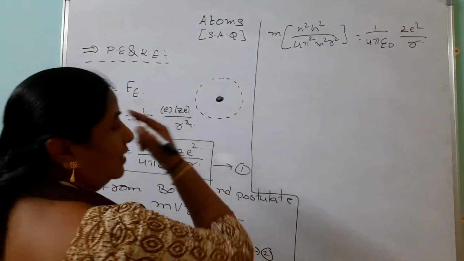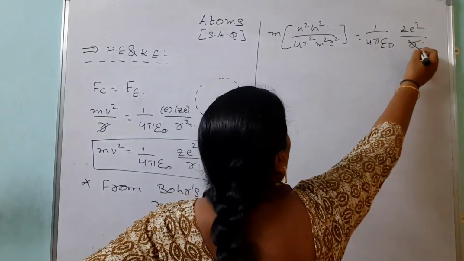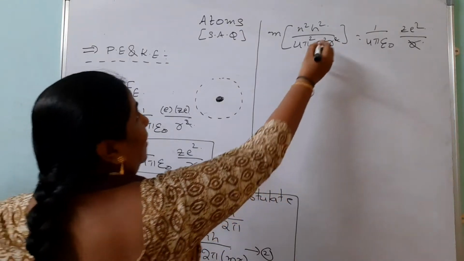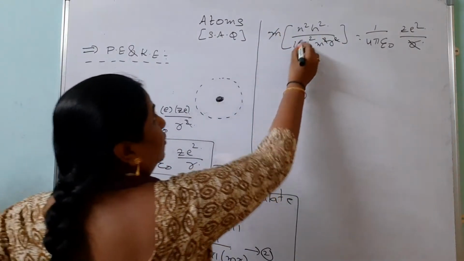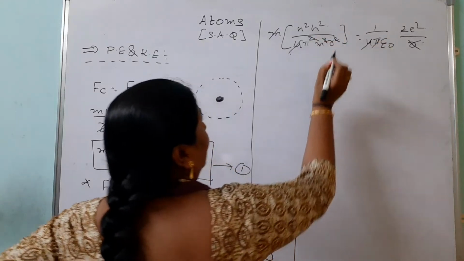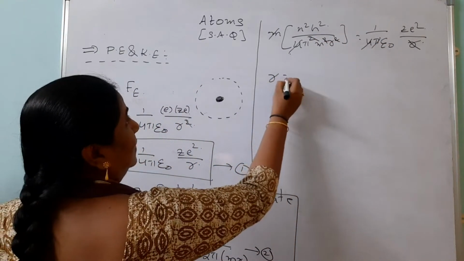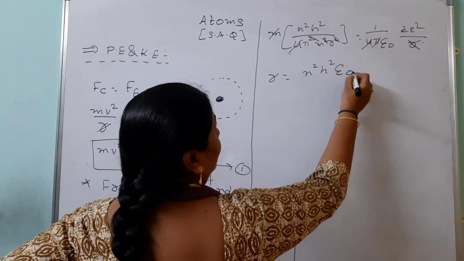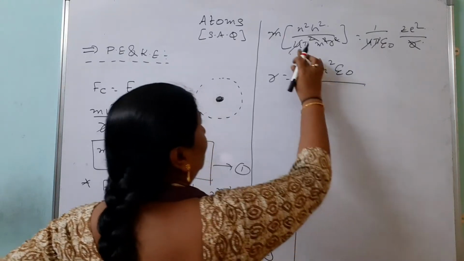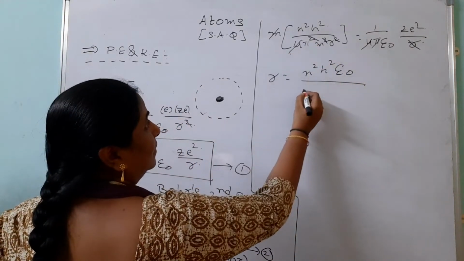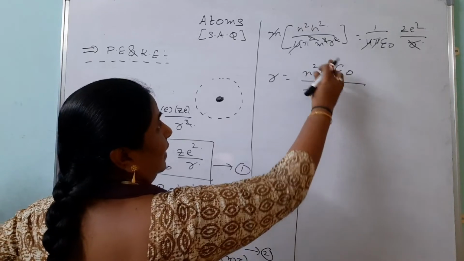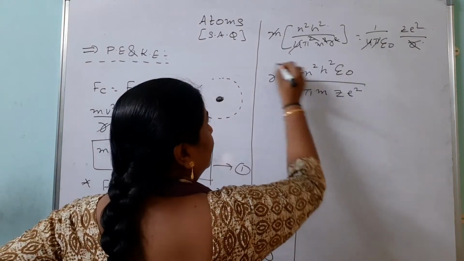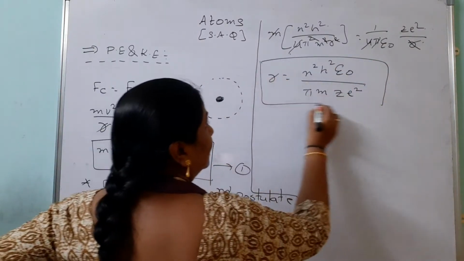So after simplification, look here, this r is cancelled. Here r equals, we are sending that side, and one mass, another mass is cancelled. 4 is cancelled. So r equals n square h square epsilon naught divided by, 4 is cancelled, pi, 1 m is here, and here r we are sending this side, pi m z e square. This is the radius of the nth orbit.